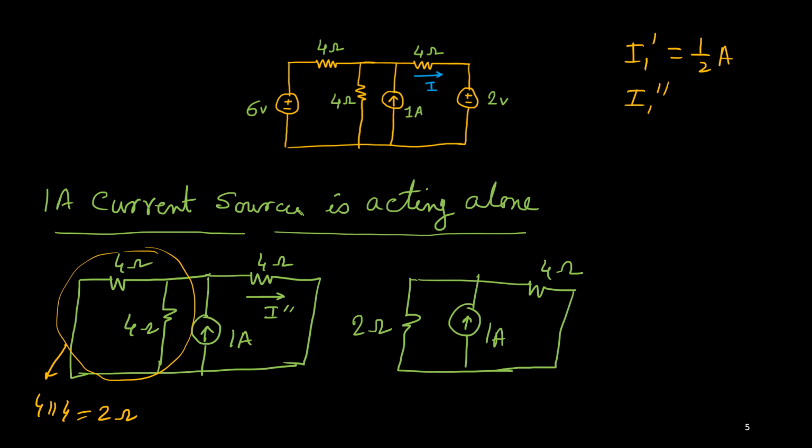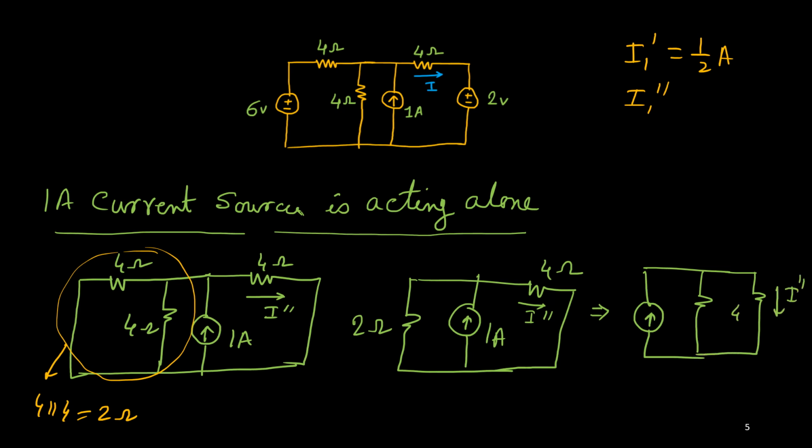So for simplicity, I can redraw this circuit again. I need to calculate this I double prime. I can modify again so that it will look better. This is current source, this 2 ohm I'll put it here, and that resistance I'll put it here. And that current I need to find out, I double prime. That is 4 ohm. This is your 2 ohm. This is your 1 ampere source.